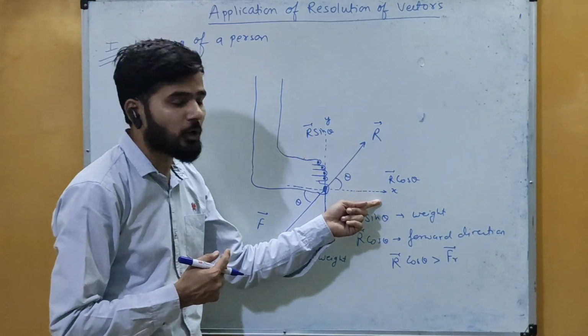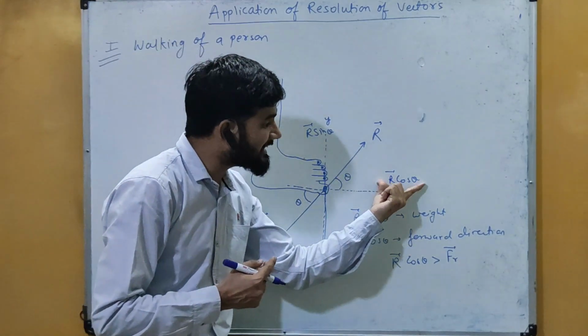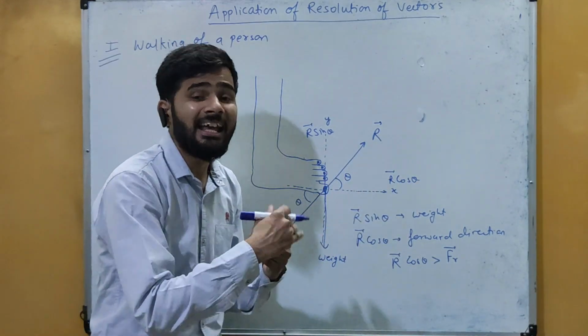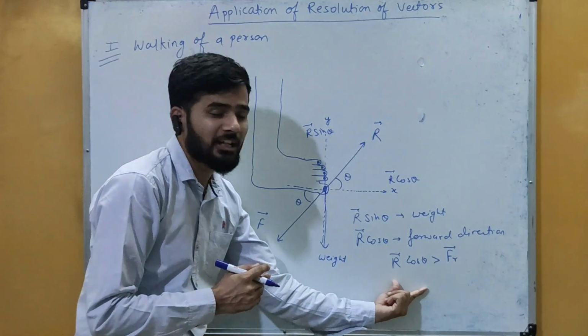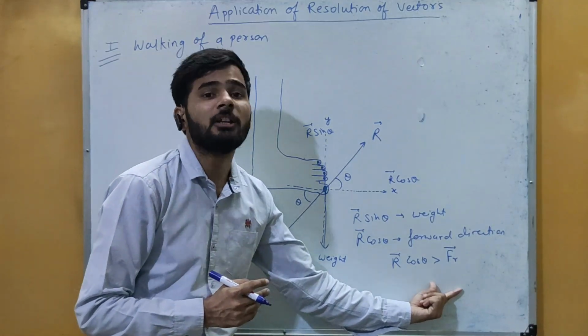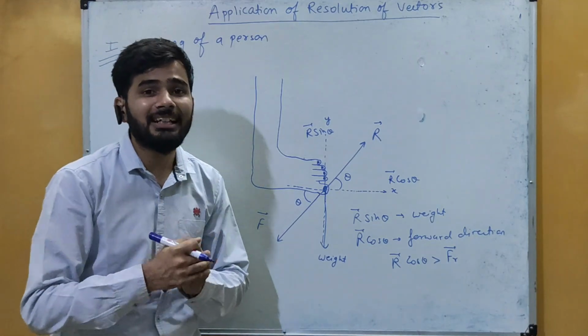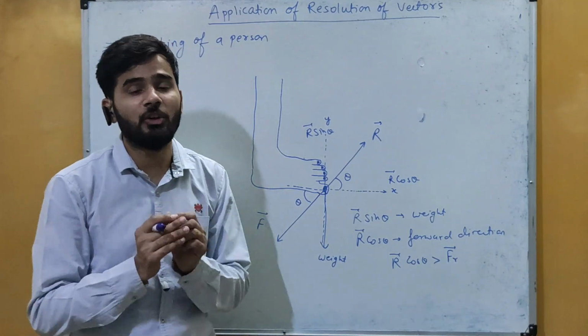So out of these two components of the normal reaction, only the component R cos theta enables you to move in the forward direction, and that too when R cos theta is greater than the frictional force. So this is the application of the resolution of vectors, where a person is able to walk only because of the resolution of vector.